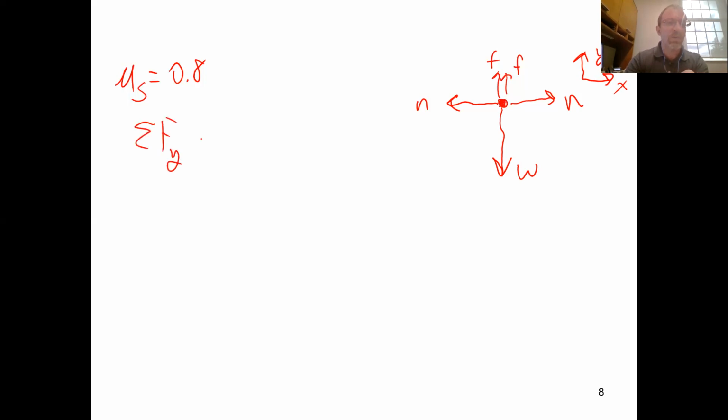The sum of the forces is equal to mass times acceleration in the y direction. Well, the textbook's not accelerating at all in the y direction. It's holding still when I hold it like this, right? It's not moving. The acceleration is 0. So my acceleration in the y direction is 0.